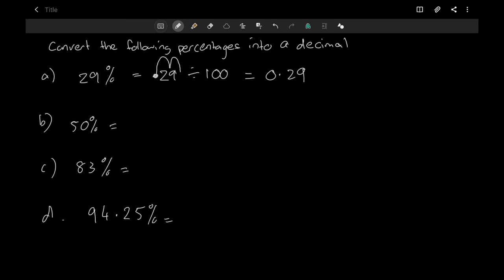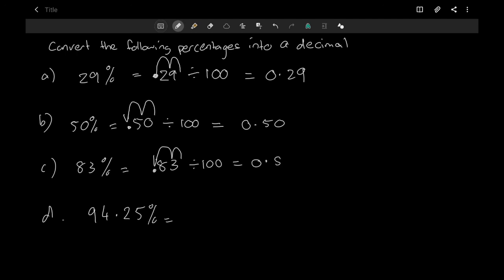So let's take a look at example B. Again, we rewrite this to 50 divided by 100. We move the decimal spot twice to the left, and it becomes 0.50. Example C would be 83 divided by 100. Again, shifted over to the left twice, it becomes 0.83.